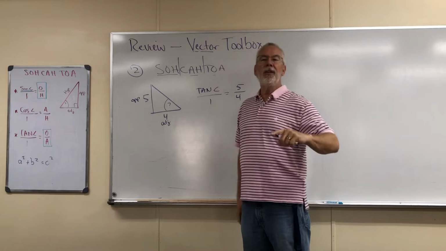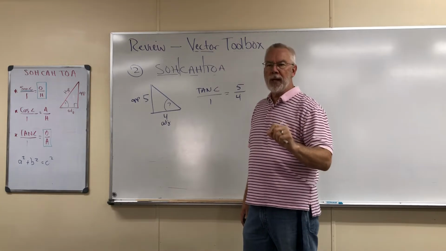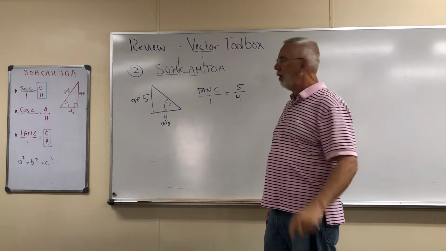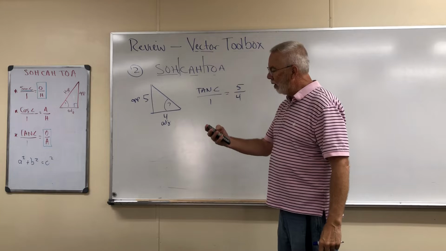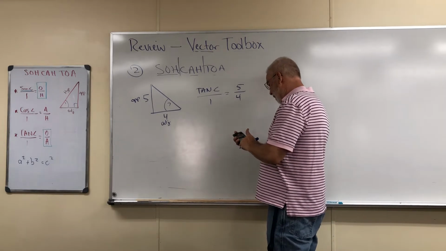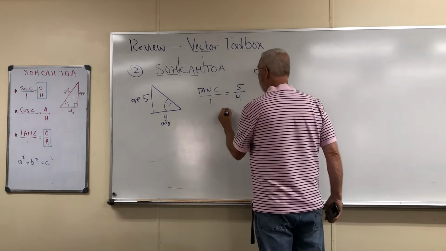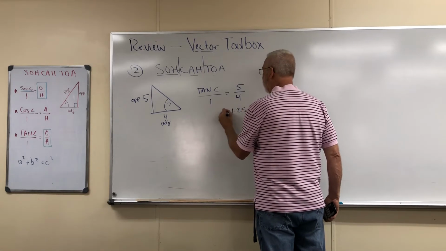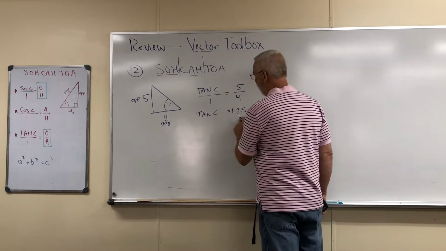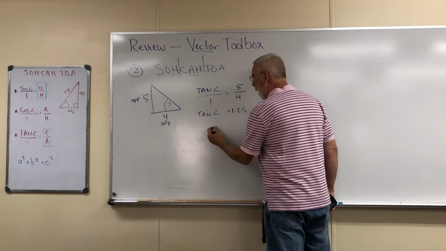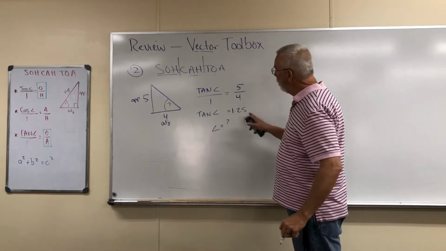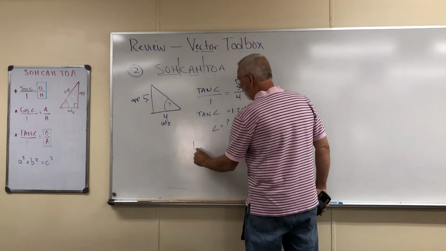Now, on a TI-83 or 84 or one of those types of calculators, the calculator actually allows you to enter a fraction, so you're good to go. On my old calculator, I've got to actually calculate it out. So 5 divided by 4 is 1.25. So 1.25 is equal to the tan of the angle. Now the tan of the angle is this, but I want to know what in the world is that angle.